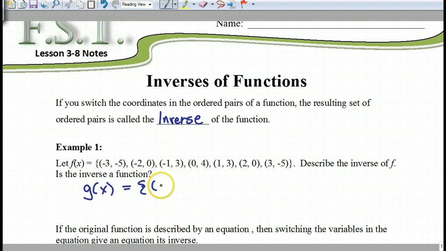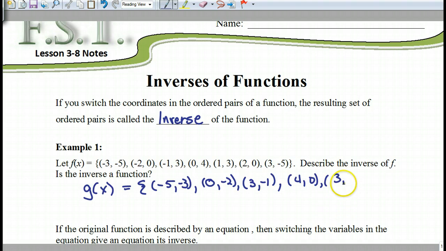The other way around. -5, -3. Okay, what would the next one be? 0, -2. Good. 3, -1. 4, 0. 3, 1. 0, 2. And last is -5, 3. So see, we're not doing anything to the numbers but switching the order in which you list them in the ordered pair. Okay?